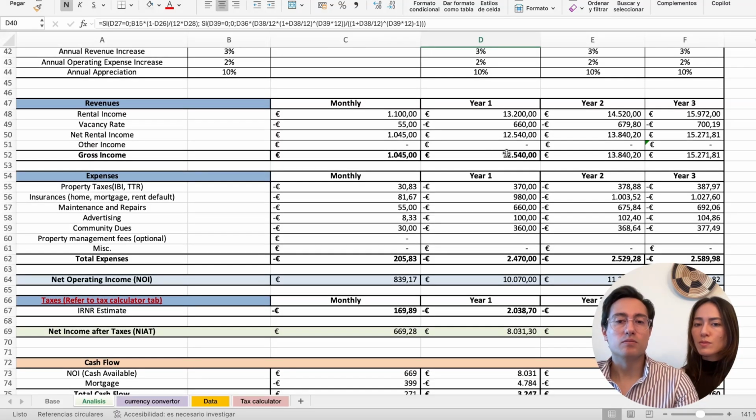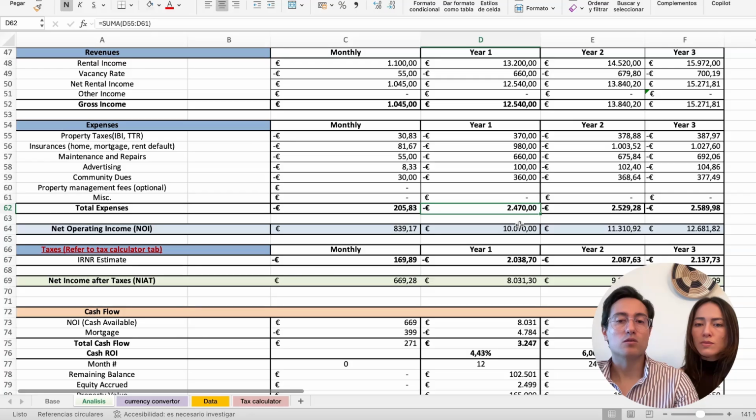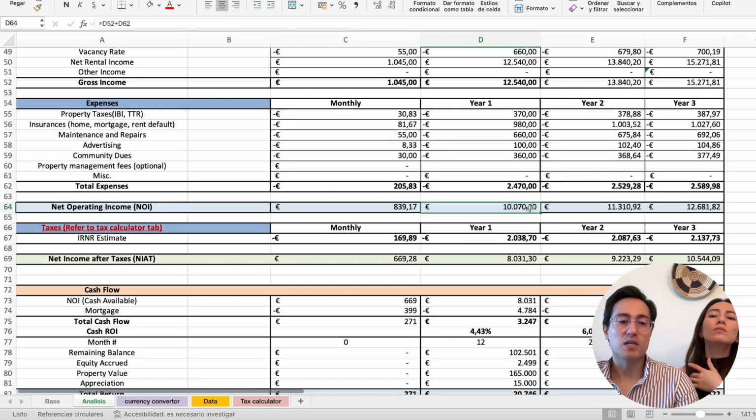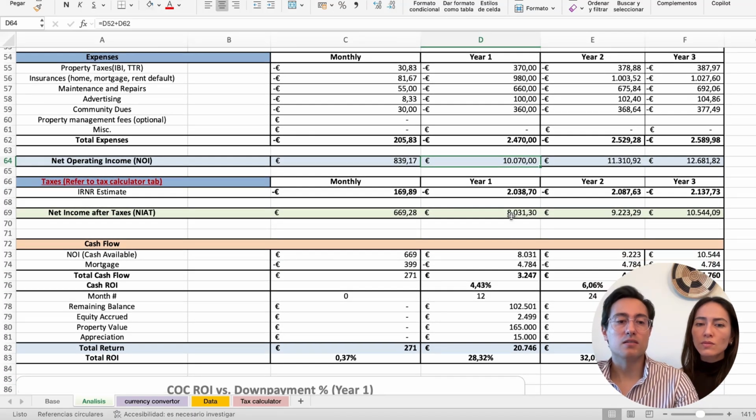Every year, we're going to be expecting to have 12,540 euros of gross income. This is considering also the vacancy rate that we mentioned, the 5%. Now into the expenses that we also mentioned, let's consider that we're going to have our property taxes, the insurances, some of them are optional. You don't have to get them all, but just for the sake of this exercise, our maintenance and repairs, advertisement, community dues, and property management, if that's an option. For now, we're going to be paying around 2,470 euros, and our net operating income of revenues subtracting expenses is going to be around 10,000 euros. Bear in mind that this is before taxes and the mortgage.